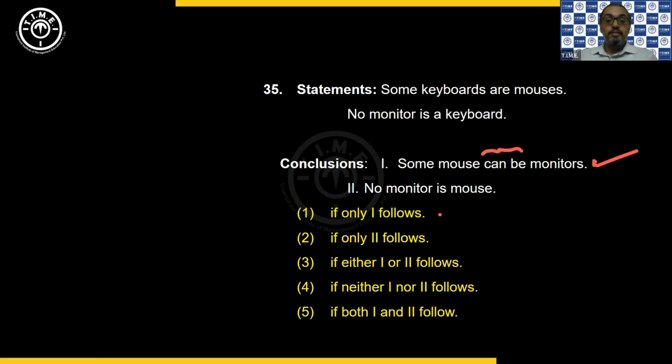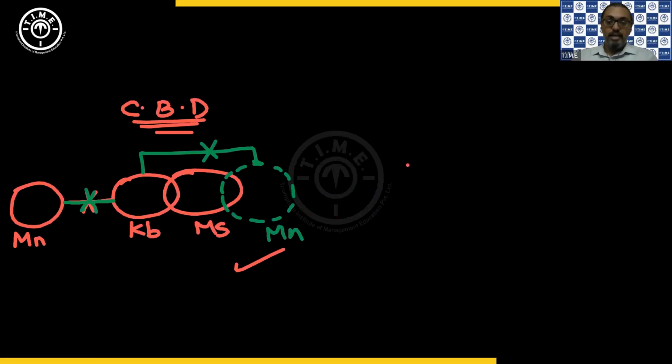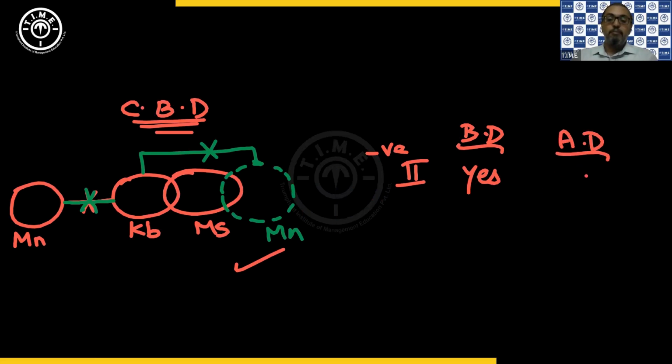The next, no monitor is a mouse. So second one, which is negative, is definitely satisfying your basic diagram because monitor is separate, mouse is separate. That means you are allowed to go to the alternate diagram and take a complementary pair. And what's the complementary pair for no monitor is a mouse? It is some monitors are mouse, but that we have already proved in the earlier possibility.